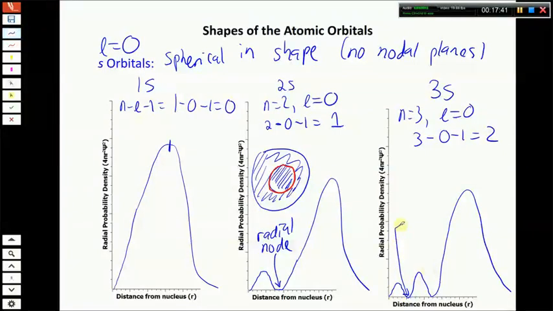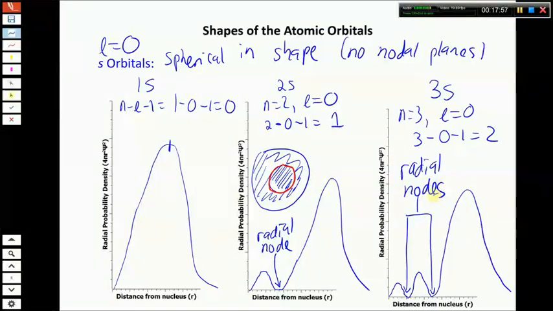Let me draw that again, that's bad. Alright, so we have one there at that radius and one there at that radius. Those are our radial nodes. Okay? So that's the story for s orbitals.